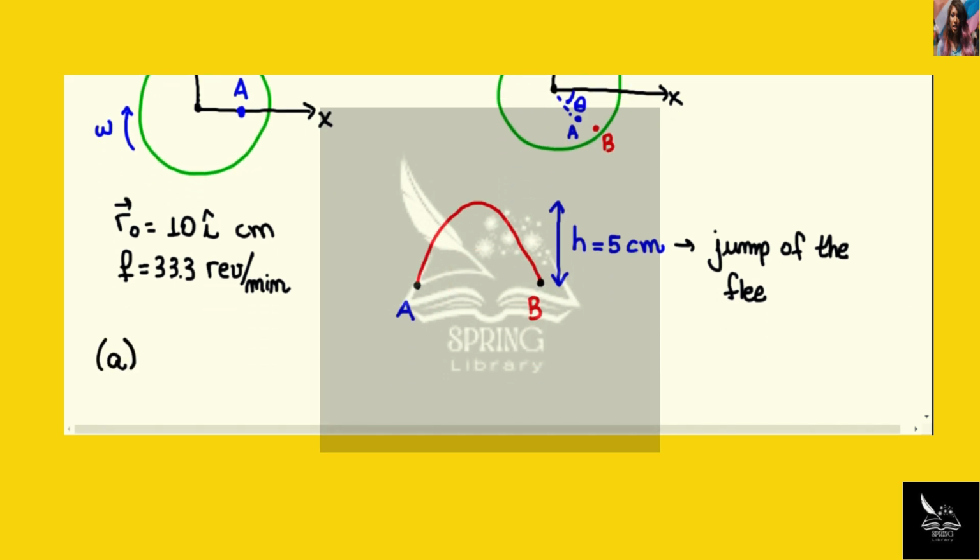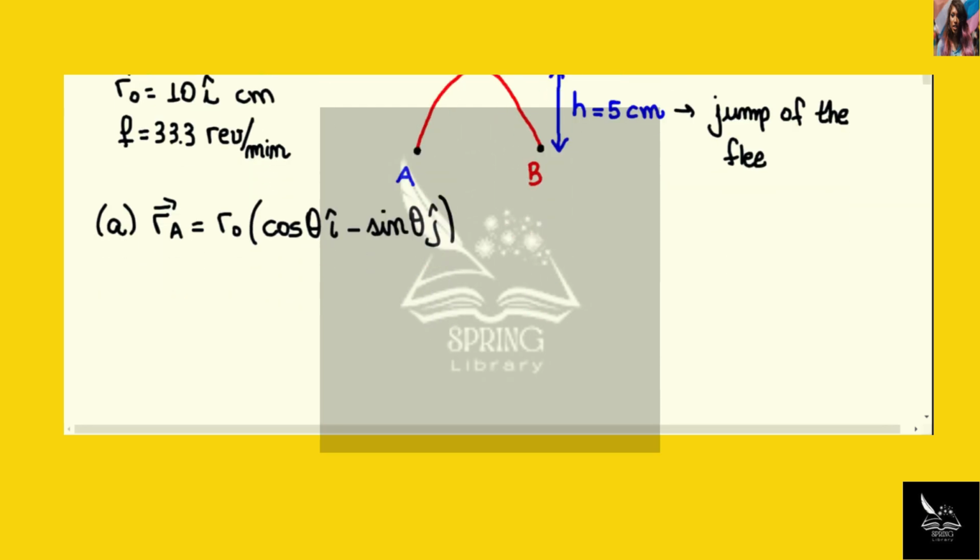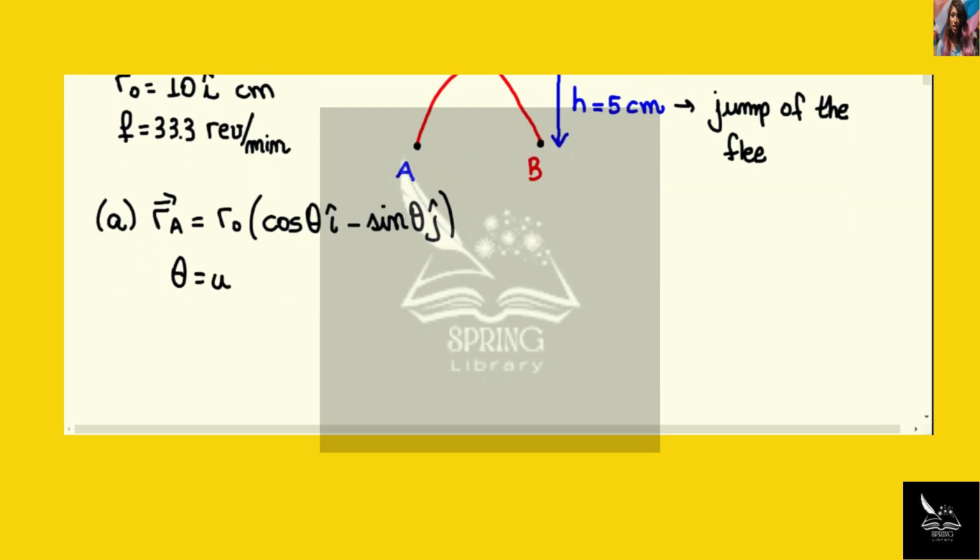So in question A, we have to find what is the position of the point A. So the position of point A is R0, which is the radius of point A. That's the distance of point A from the center of the turntable, and it doesn't change, times the cosine of theta i minus sine of theta j. And notice that theta is equal to the angular velocity times the time t, or 2 times pi times the frequency times the time t.